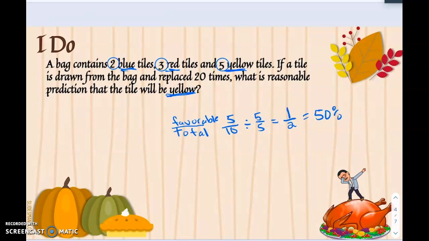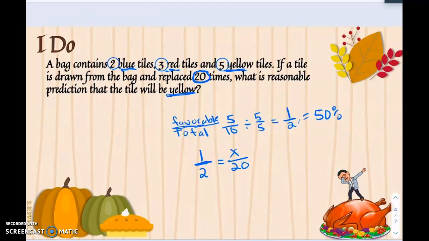But I can leave it as a fraction, or I can do it as a percentage. But again, what they're asking is not the probability of getting a yellow tile, which is 1 out of 2. They wanted me to predict how many times I would draw a yellow tile if I actually do it 20 times. So I know for a fact that my simple probability is 1 out of 2. But if I were to predict how many times I would get a yellow if I repeated it 20 times, I would have to set up a proportion.